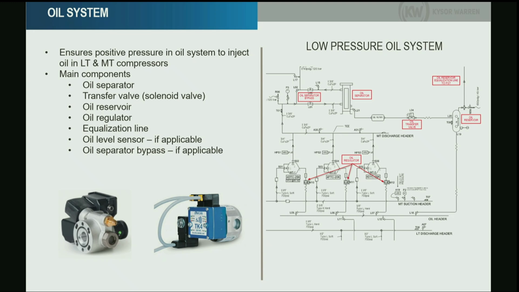The high pressure oil system, in that case, the oil reservoir pressure will be the same as the medium temperature compressor discharge pressure. You will have a high pressure oil system. Your pressure will probably be 1,200 pounds, 1,300 pounds, depending on the discharge of the medium temperature compressor.